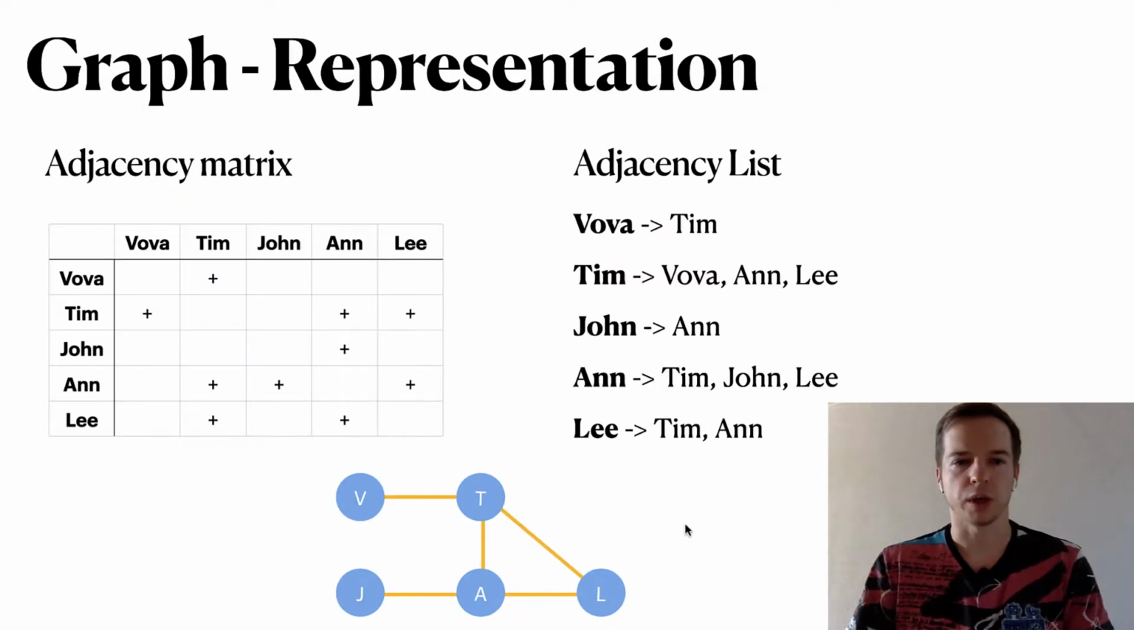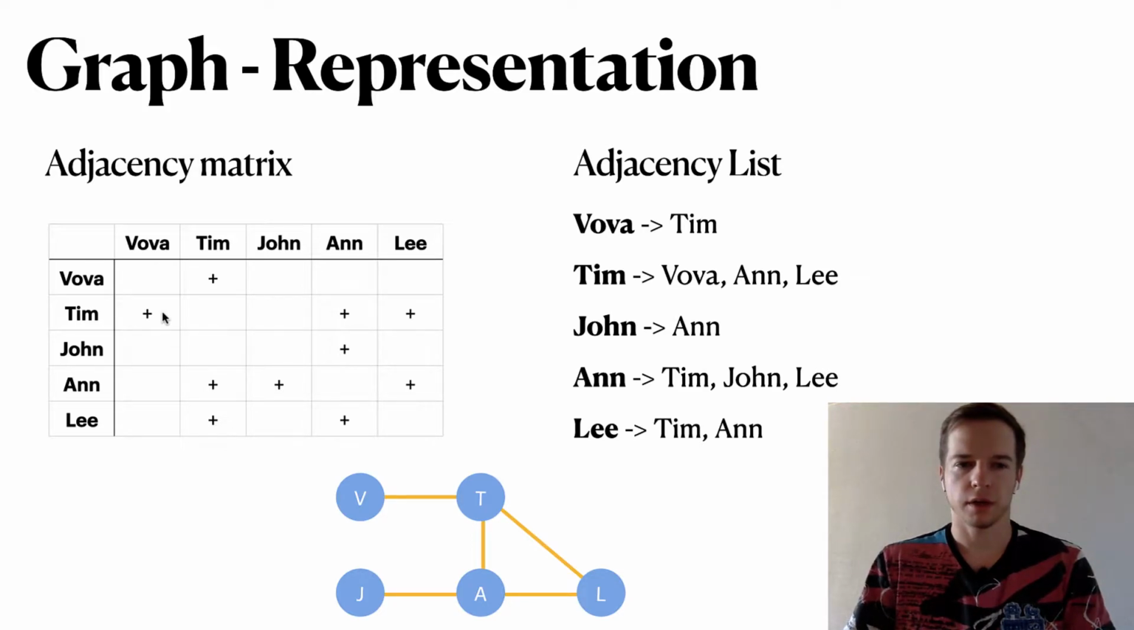Representation. We have several ways to represent a graph in code. The most famous are the adjacency matrix and the adjacency list. Let's talk about the matrix. Imagine we have a matrix of nodes, and we describe connections where rows intersect with columns. For example, if Tim is connected to Vova, Anne, and Lee, we put true in these squares. The problem is that we require a lot of memory for that.